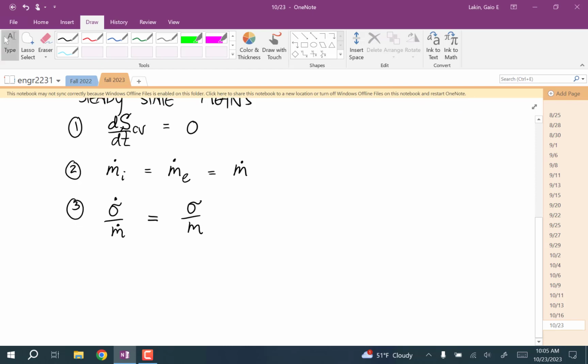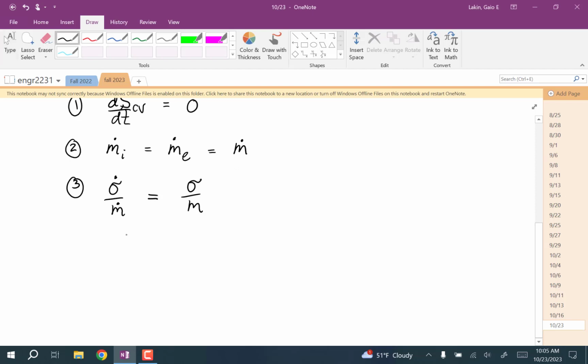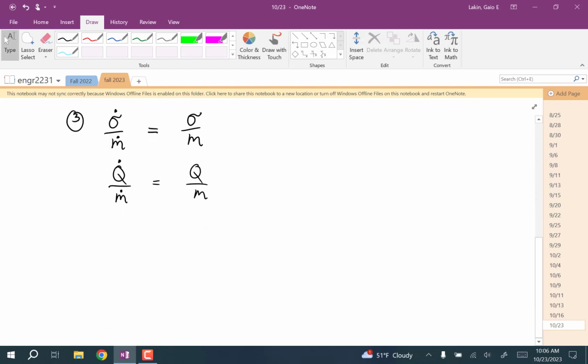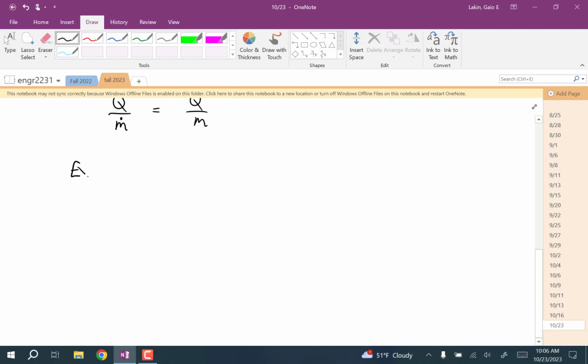Okay. And Q dot over m dot is also interchangeable with Q over m. So you can still use this equation even if you're given stuff in terms of sigma over m or heat over m. All right, so let's do two examples.